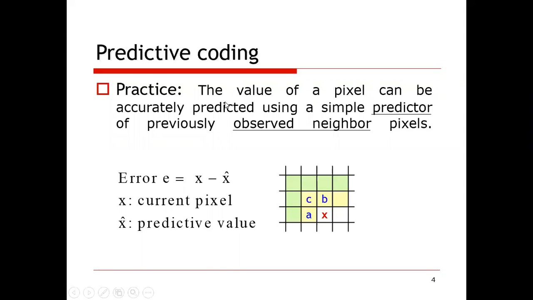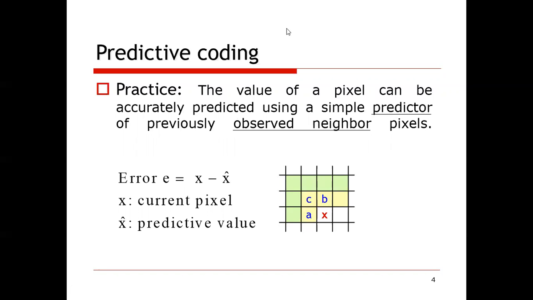Suppose the pixel value is x. We want to calculate the predictive value of this given pixel x. So we will use the neighborhood pixels of the given pixel x. The value of a pixel can be accurately predicted using a simple predictor of the previously observed neighboring pixels. So the target is first to find the predictive value of the given pixel x with the help of neighboring pixels a, c and b.